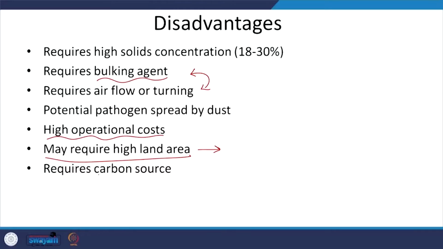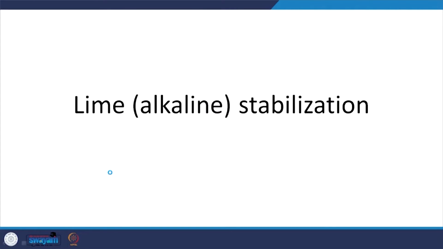So, depending upon the type of sludge, you might need to add a carbon source, let us say, right, depending on the type of sludge. And obviously, if you do not maintain it well, you can have odor problems. So, a stopgap stabilization is lime or alkaline stabilization.